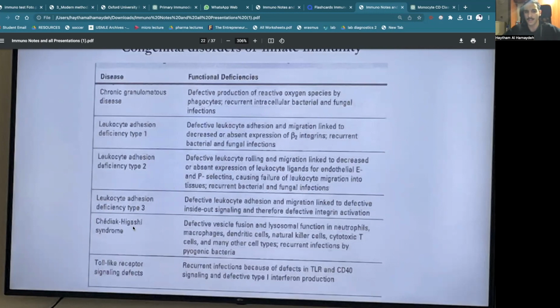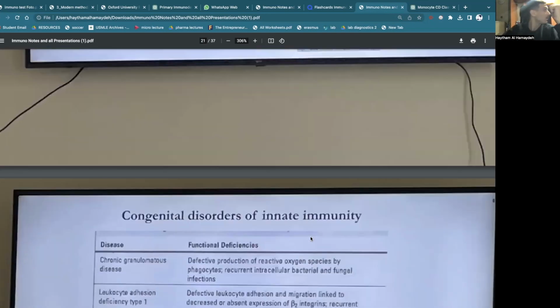Here, Chediak-Higashi is basically when lysosomes and phagosomes are not able to fuse and hence do not cause digestion of the phagocytosed bacterial body. Okay, toll-like receptor signal defects, of course, there is TLR and CD40 defects or signaling defects and cause defective type 1 interferon production. Okay, just memorize this and so you'll be good with the phagocytosis part of immunodeficiency.